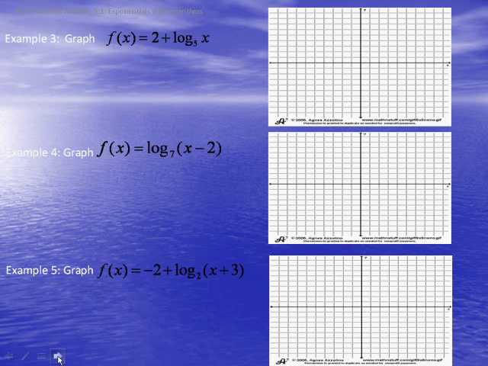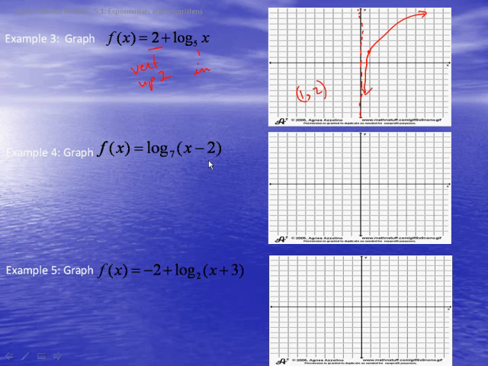Okay, here we go. Notice that we have now added 2. So this is going to be a vertical upshift of 2. This tells us that it's going to be increasing. So if our point was at one point in time 1, 0, and it's shifted up 2, it's now going to be 1, 2. We still have our vertical asymptote, and it's going to be increasing, so it's going to go like this.